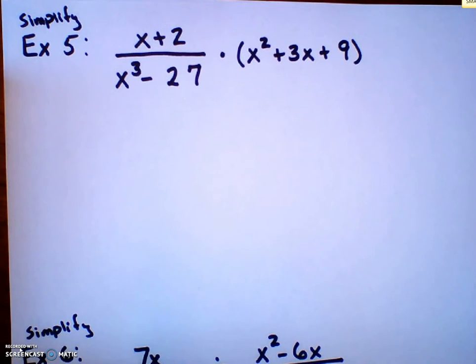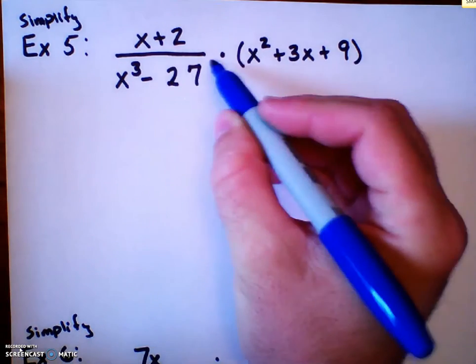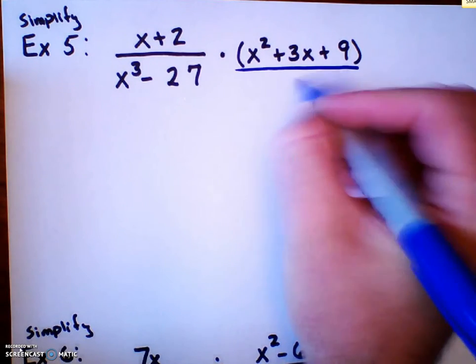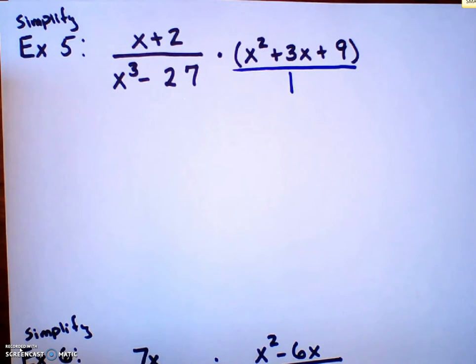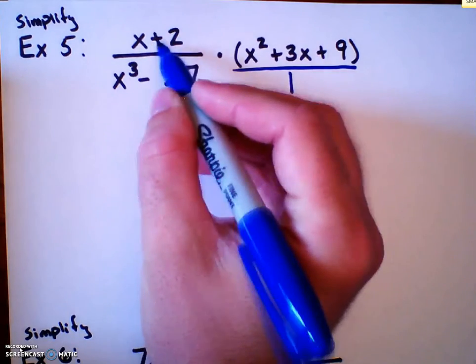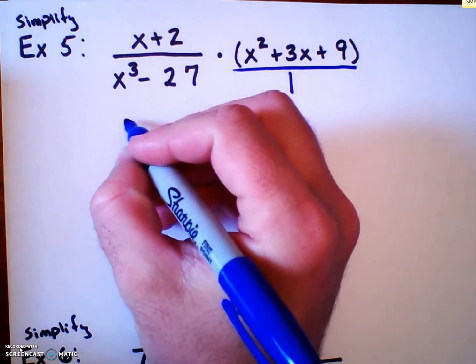Alright, here's another example of multiplication of two fractions. This is a little bit different, but it's the same idea as before. It's this fraction times this function. But remember, we can put anything divided by 1, and that may help us with seeing the cancellation of the factors. So x plus 2, that's a linear function. There's no exponents, no GCF, so that's just going to come down.